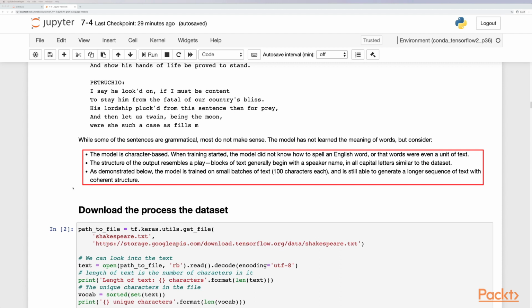The structure of the output resembles a play, with blocks of text generally beginning with a speaker name in all capital letters, similar to the dataset. As demonstrated below, the model is trained on small batches of text, 100 characters each, and is still able to generate a longer sequence of text with coherent structure.